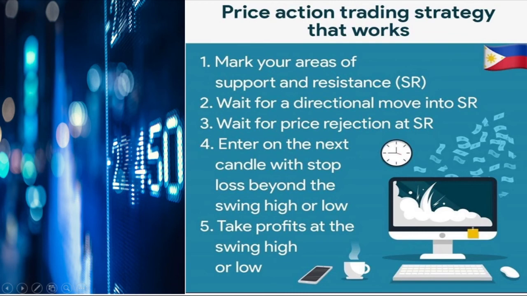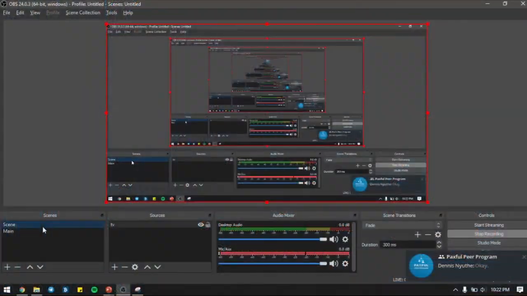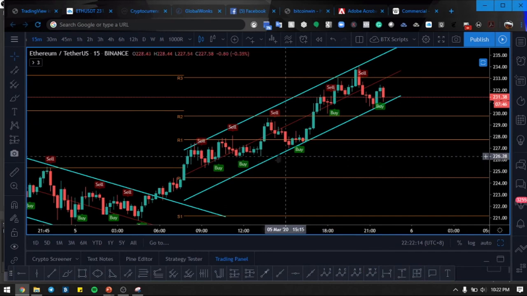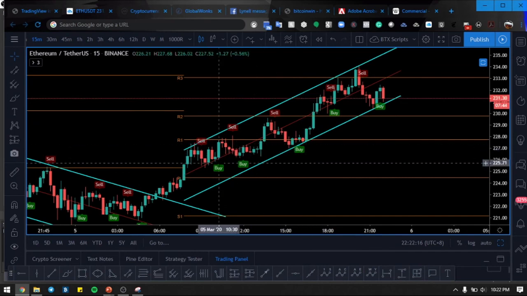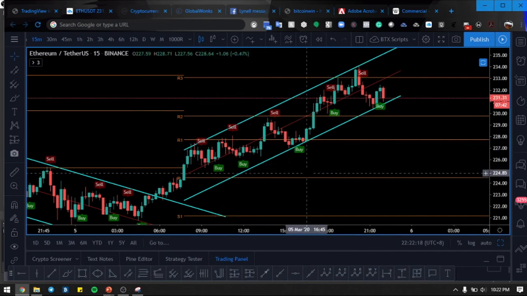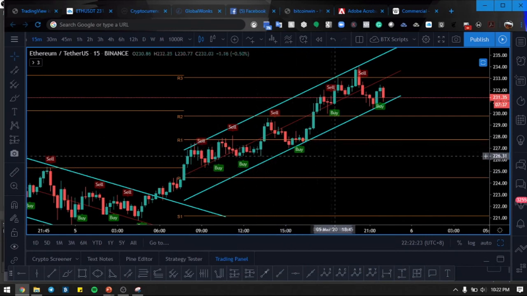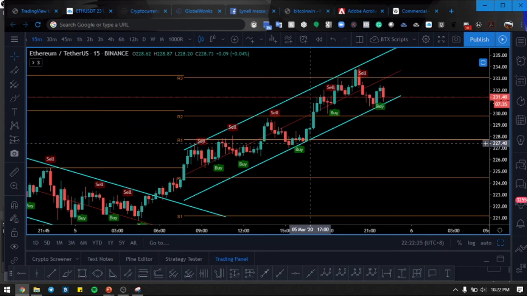That's basic support and resistance with the price action, basing it from the channel, which is the moving support and resistance, and your horizontal support and resistance. Again, you always trade the support and resistance.